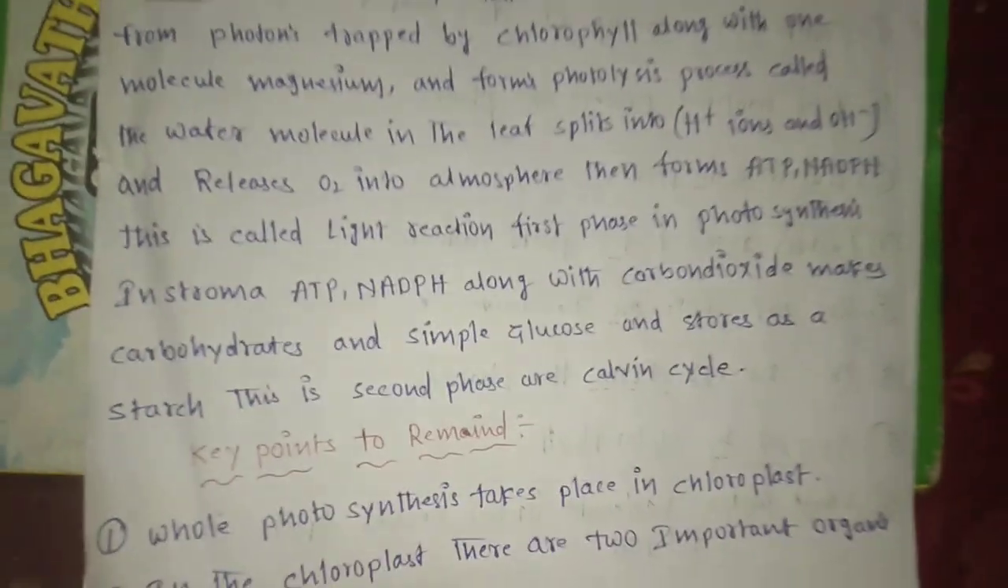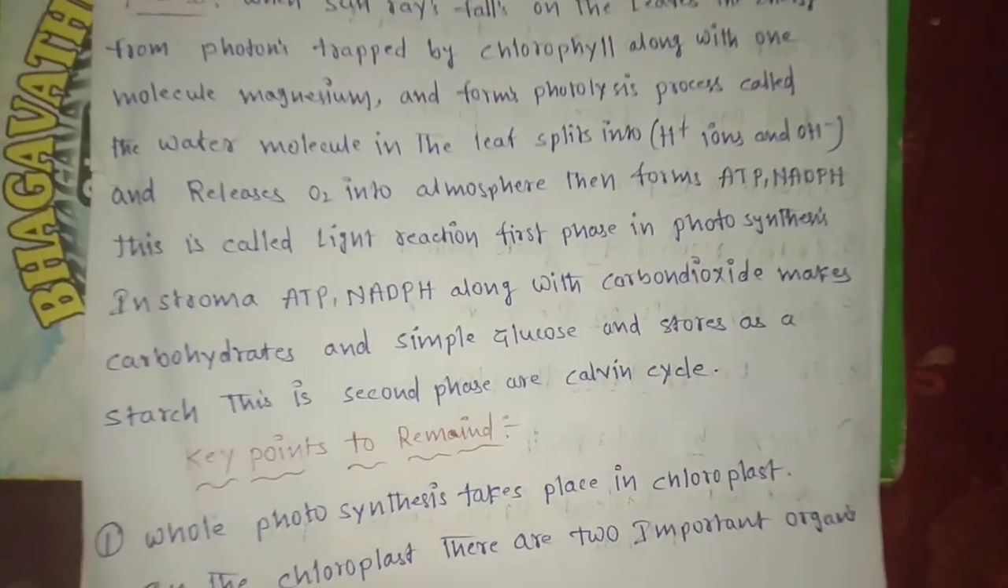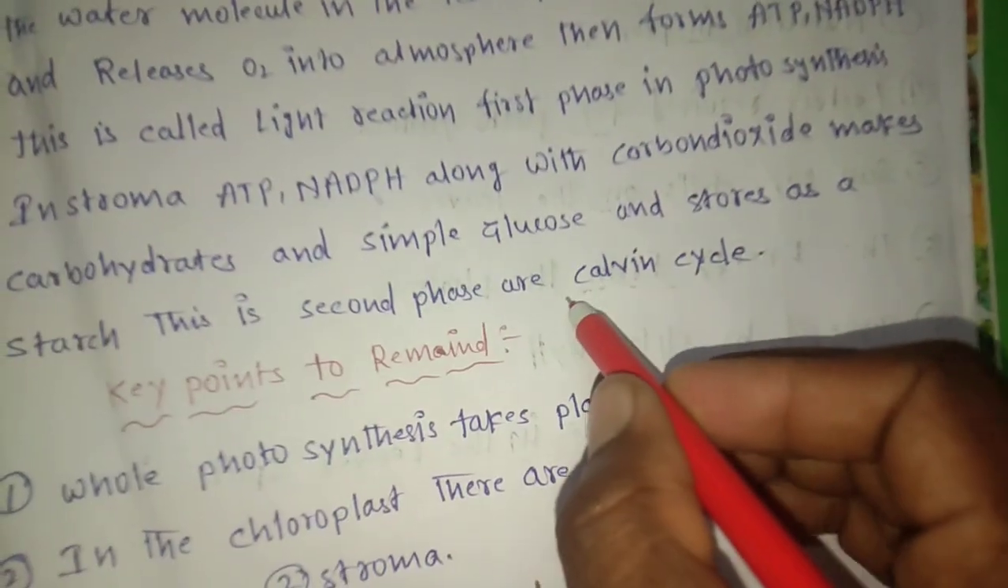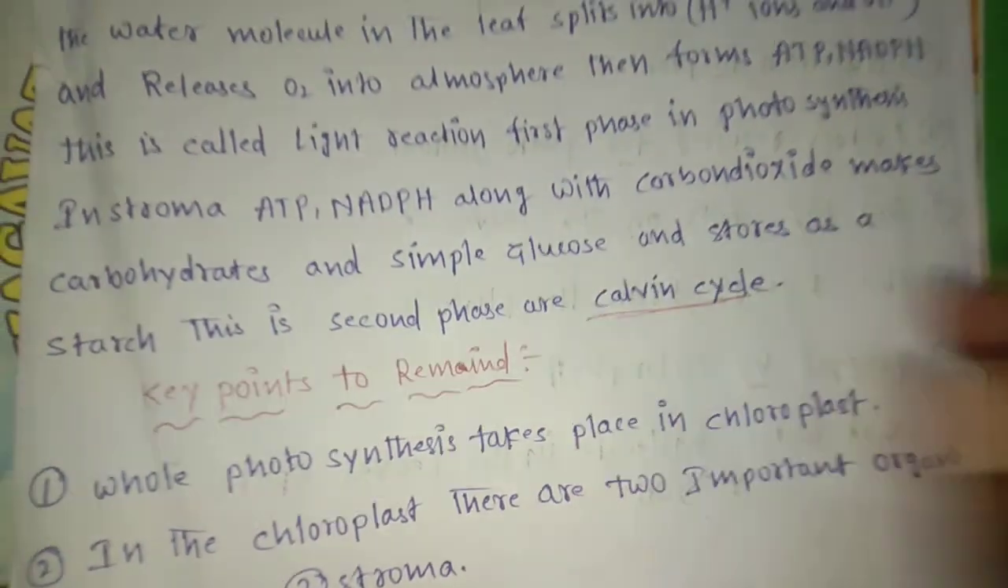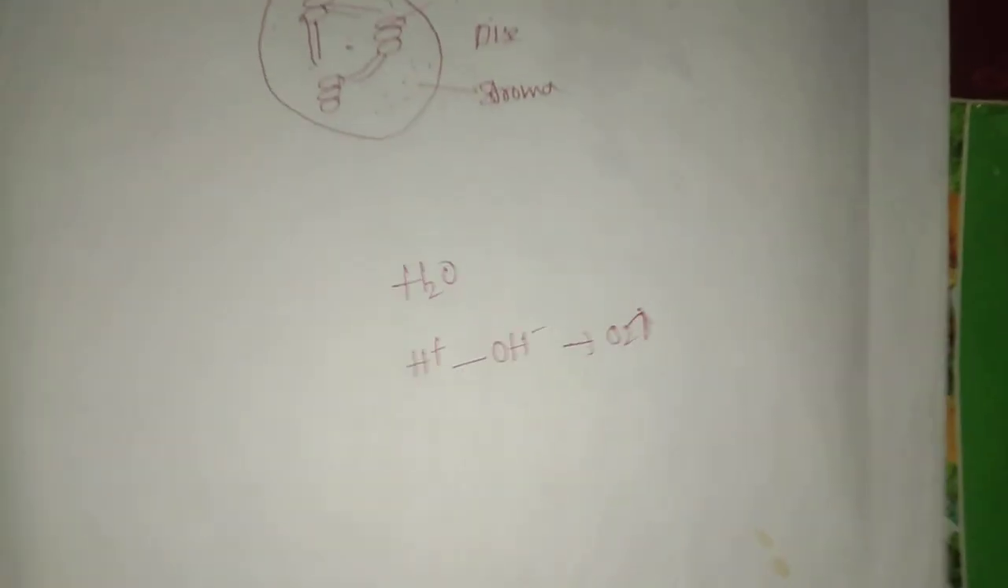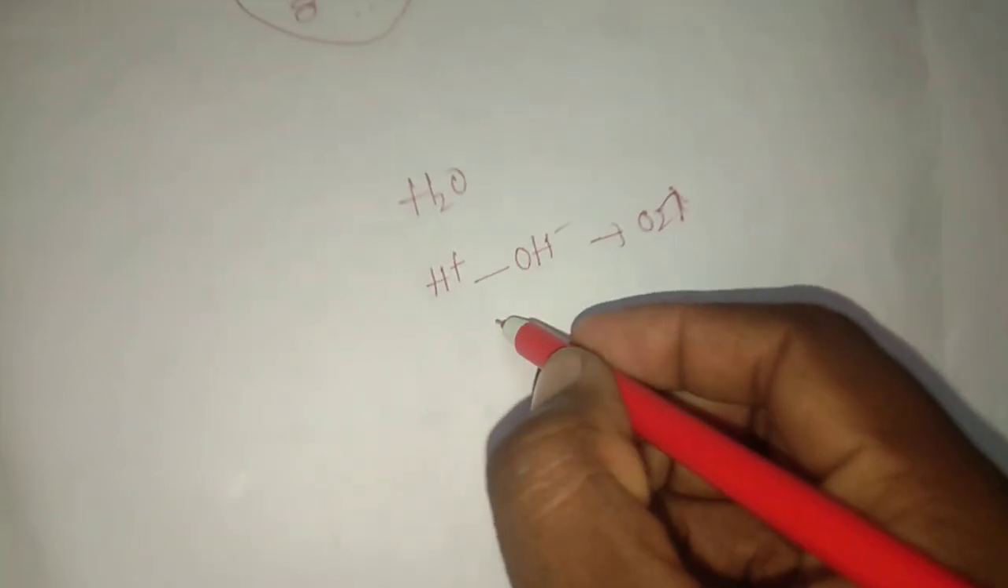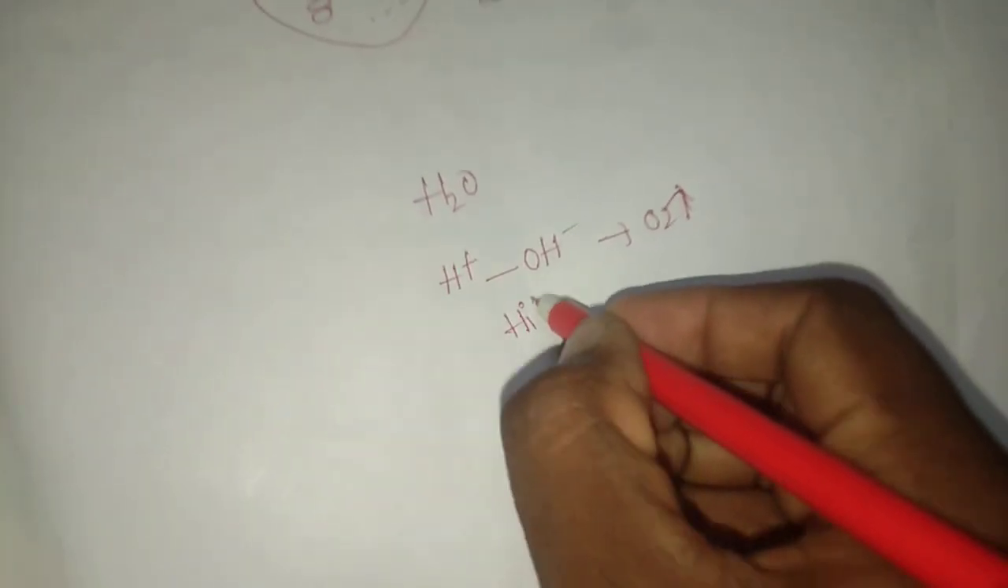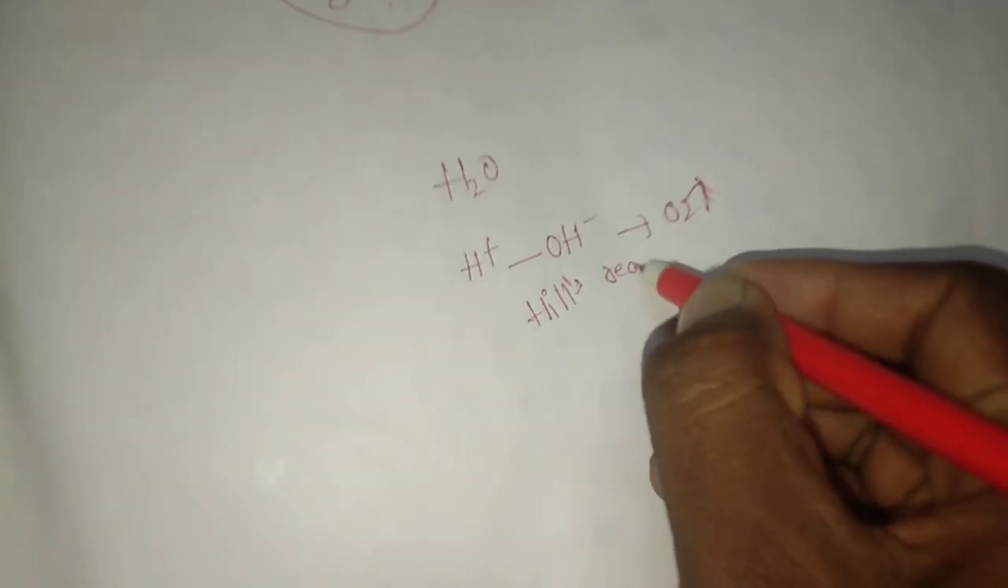So the final product of photosynthesis is starch or glucose. This takes place in the stroma, the colorless fluid in the chloroplast. This is the second phase, which we call the Calvin cycle, named after the scientist who discovered it. And what is photolysis? Splitting of water molecules and giving oxygen to the atmosphere, discovered by Hill. That's why it is called Hill's reaction.